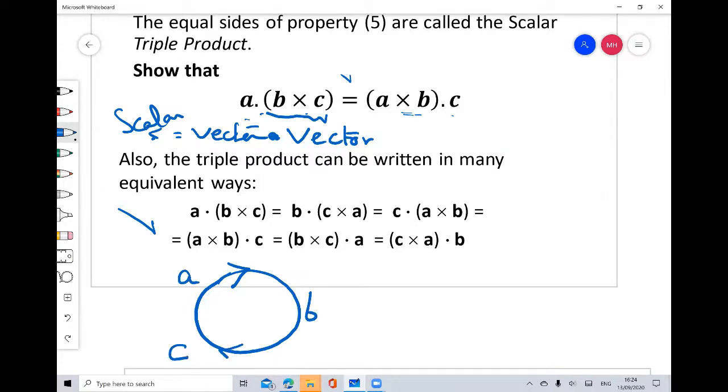You'll notice that all of these operations are moving in the same cycle: A, B, C, or B, C, A, or C, A, B. And they don't care about the order of operators, dot or cross. So this will be our positive direction, and they are all valid.